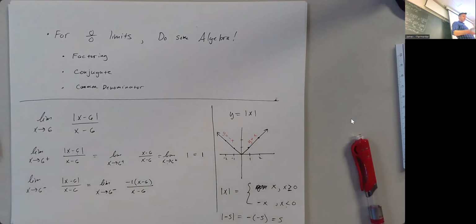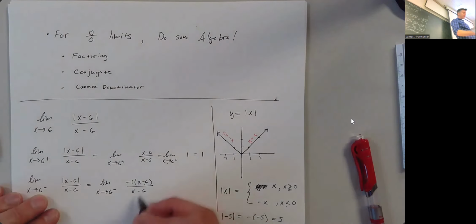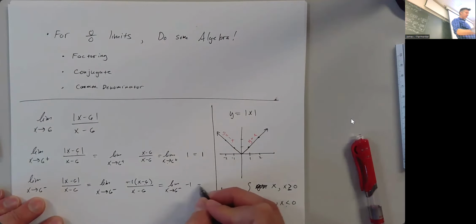I just want to point out that if you pick a value of x that's less than 6, the top part will be positive. If you plugged in 4, 4 minus 6 is negative 2. Negative 2 times negative 1 is positive 2. So it's still giving us positive outputs like the absolute value has to. Then x minus 6 divided by x minus 6 is 1, but we're left with a negative 1 on top. So we get the limit as x approaches 6 from the left of negative 1, which is negative 1.